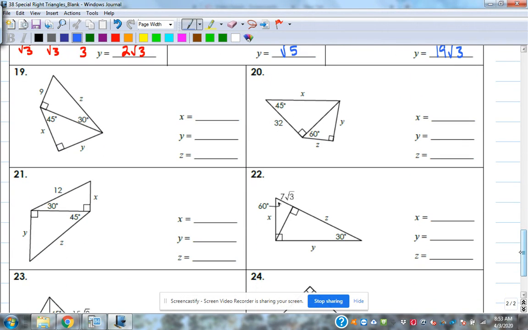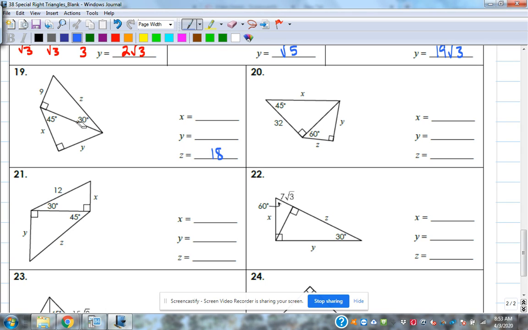All right, let's throw in a mixture of things going on here. So for this one, we've got a 30, 60, 90 up top, and then down here we got a 45, 45, 90. So we look to see which one of those we have a side length on, and it's the 30, 60, 90 that we have. We have the short side of the 30, 60, 90. So we can find the hypotenuse of that by just doubling 9 to get 18.